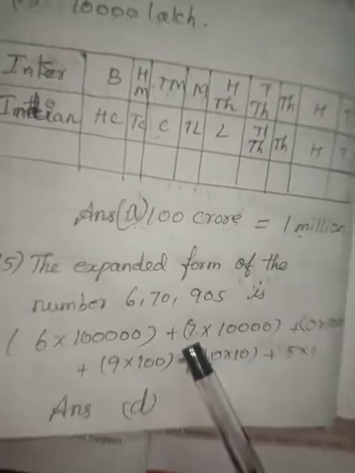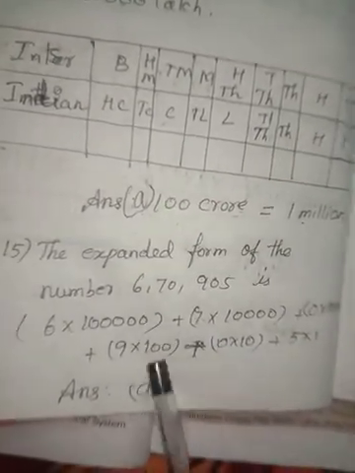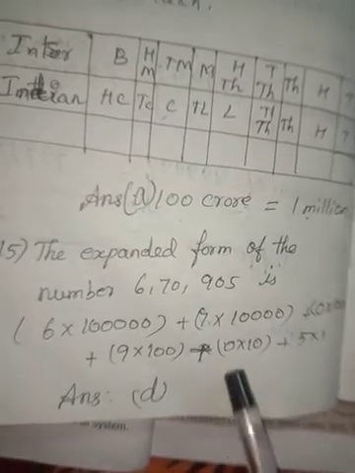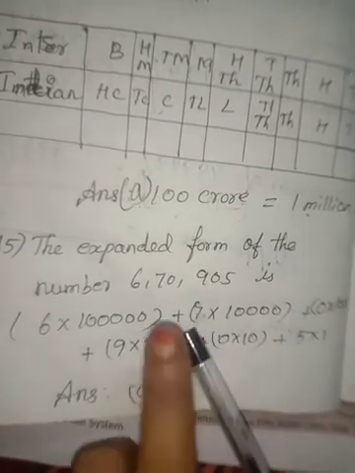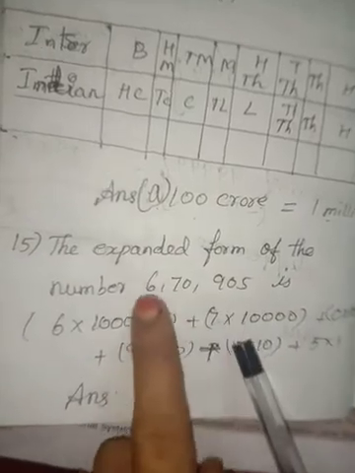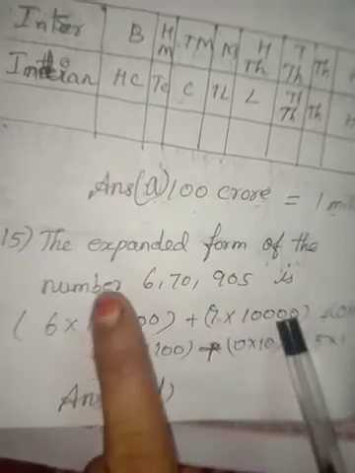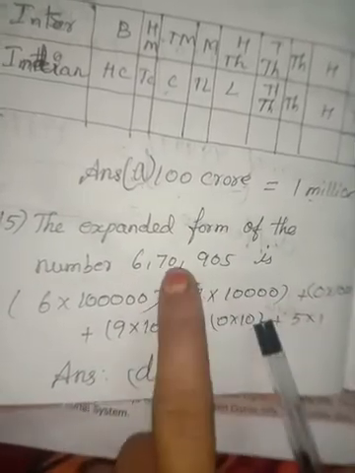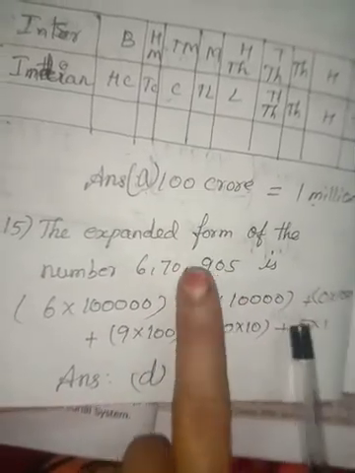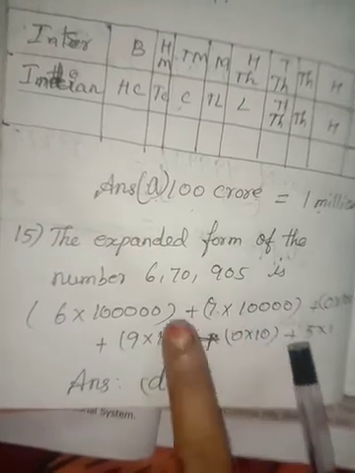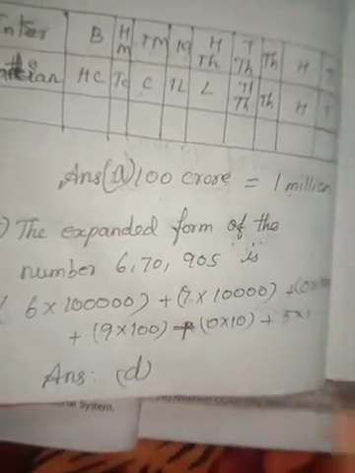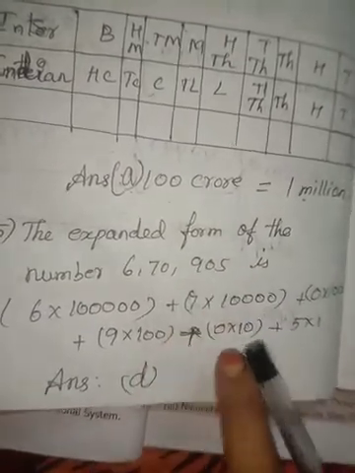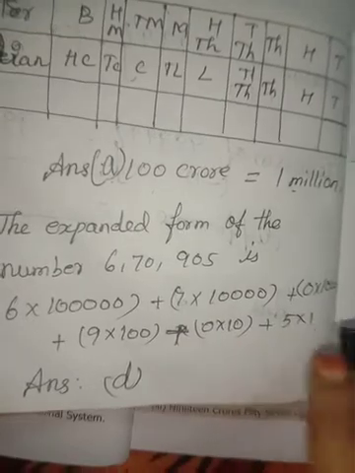This is the expanded form. I am not writing the choices. They have given 4 choices, but I write only the answer here. So how can you write the expanded form? This number is 6,70,905: 6 into 5 zeros, 7 into 4 zeros, 0 into 3 zeros, 9 into 2 zeros, plus. In between we should put the plus sign. So 9 into 100 plus 0 into 10 plus 5 into 1.